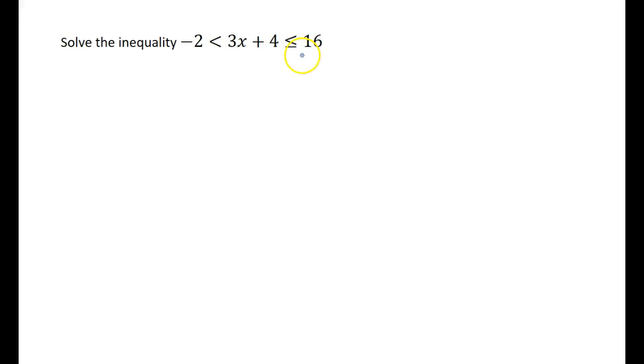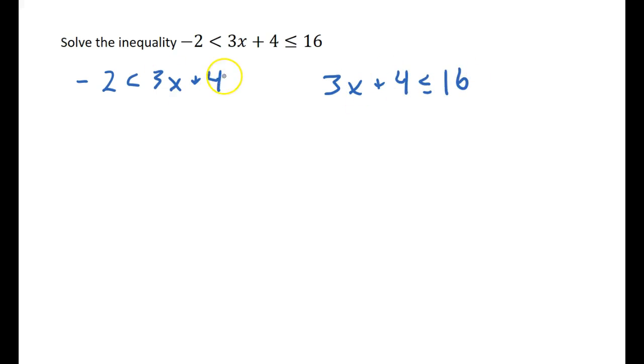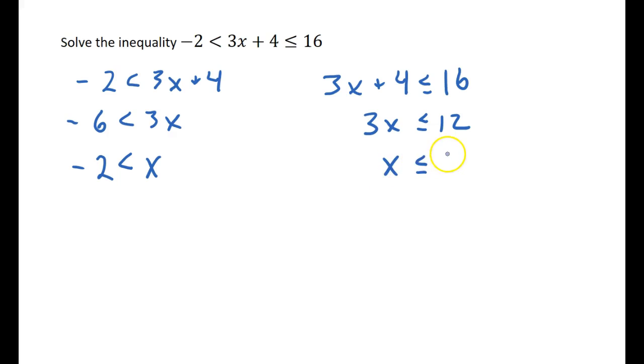This example is called a double inequality because we have something with x greater than a number and something with x less than a number. So we're going to split it up into two inequalities and solve them separately. So I'm going to subtract 4 from both sides and then divide by 3. Since I'm dividing by a positive number, it's going to give me a -2. Since I'm dividing by a positive number, the inequality stays in the same direction. Okay, here I'm going to subtract 4 from both sides, divide by 3.